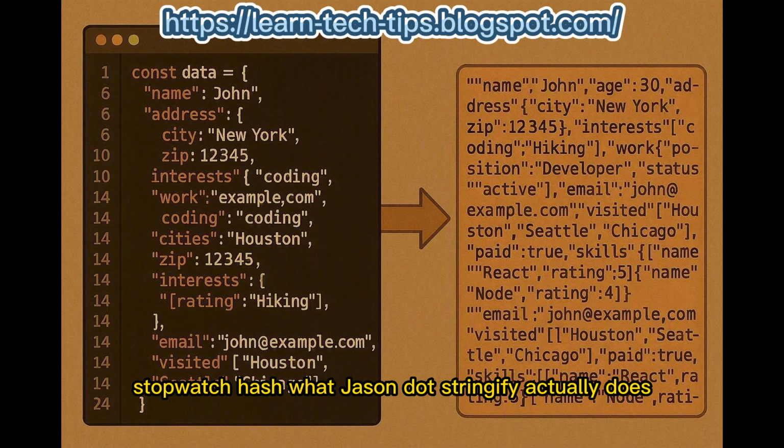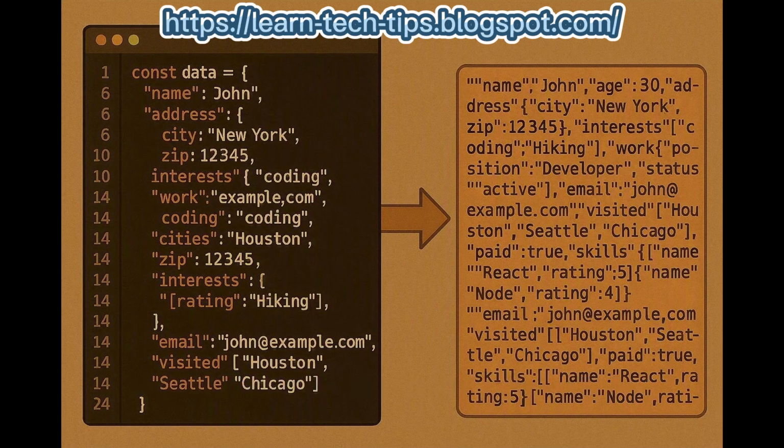What JSON.stringify actually does. Screen switches to a code editor showing a giant JavaScript object with thousands of lines. An arrow converts it into a continuous text string. In JavaScript, JSON.stringify takes a complex data object and converts it into a plain text string so it can be sent over the internet. When your data is small, like a user profile with a name and email, it's like counting 3 coffee beans. It takes less than a millisecond, and nobody notices.